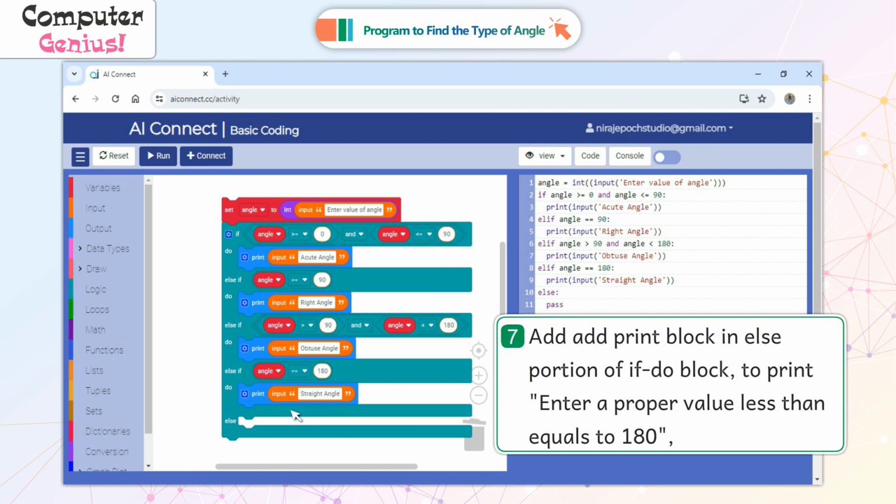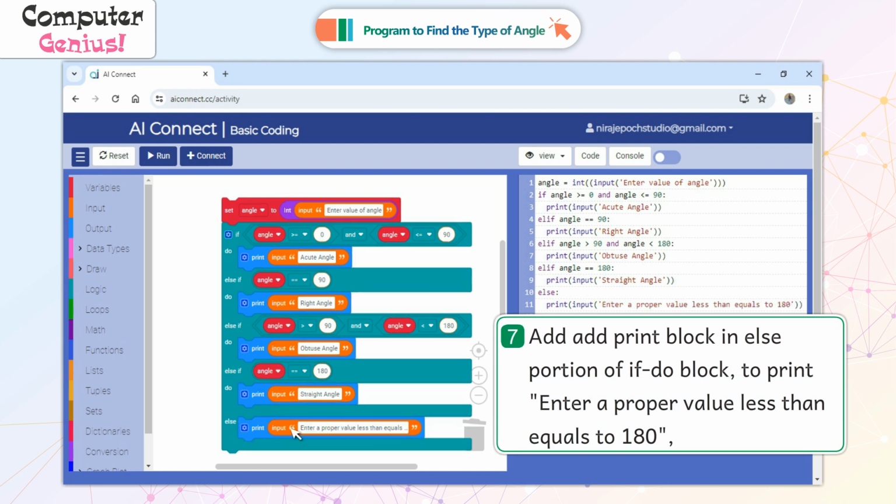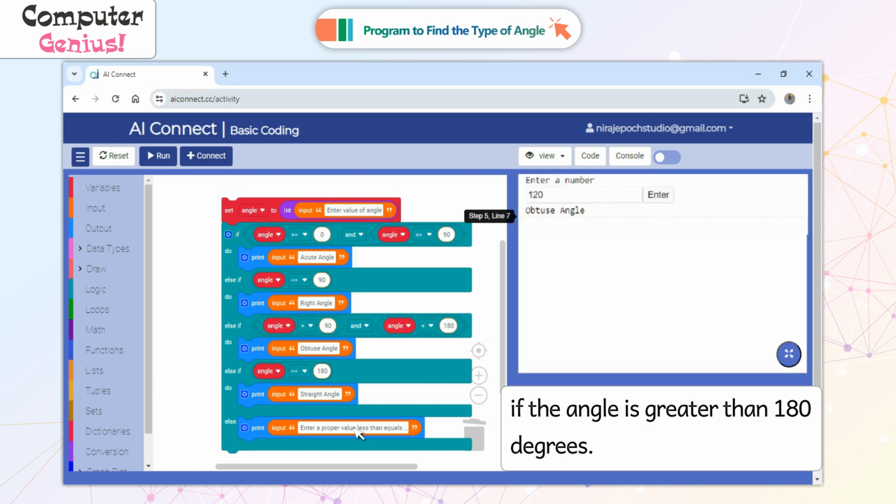Step 7. Add print block in else portion of if-do block to print enter a proper value less than equals to 180 if the angle is greater than 180 degrees.